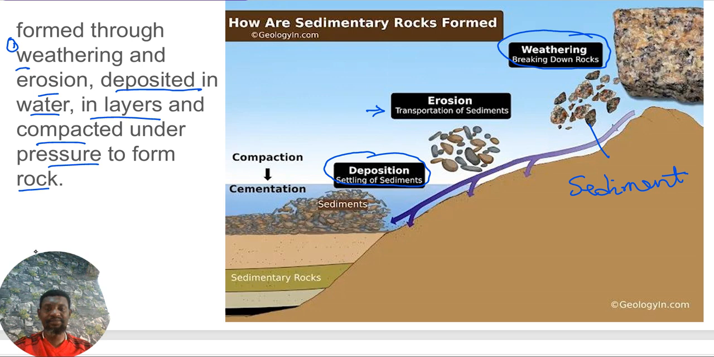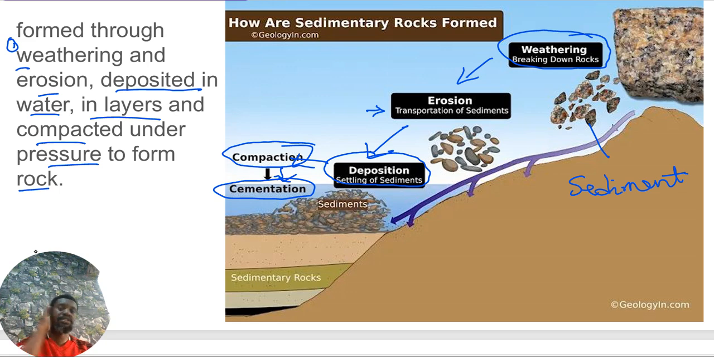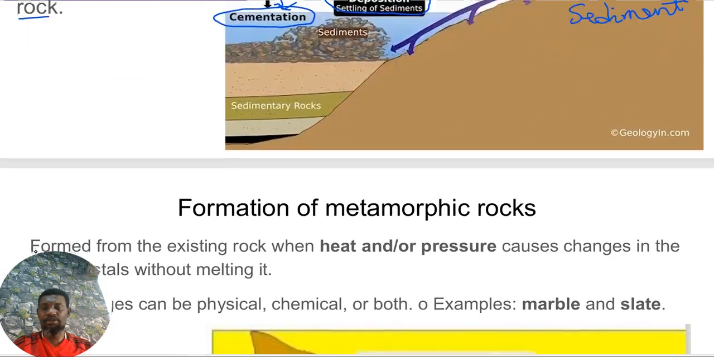And once that is done, the next process that sets in is compaction, and lastly cementation. So we're going to look at the definition of all these keywords when we look at the rock cycle. So the stages are weathering, from weathering to erosion, from erosion to deposition, from deposition you have compaction and cementation. That is the steps involved in the formation of sedimentary rocks.